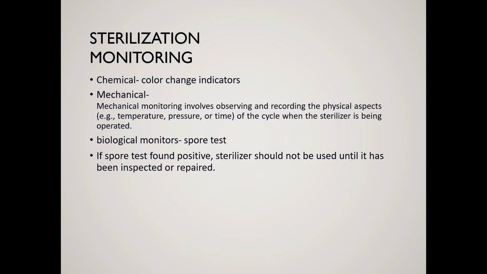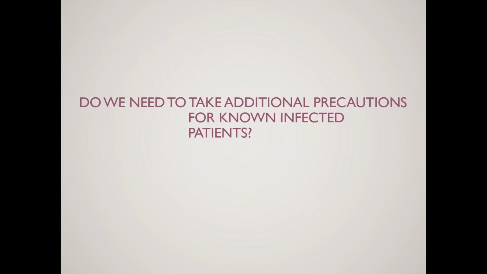The mechanical one involves observing and recording the physical aspects, for example temperature, pressure, and time of cycle, when the sterilizer is being operated. While the biological monitor is the spore test. If the spore test is found positive, the sterilizer should not be used until it has been inspected or repaired.